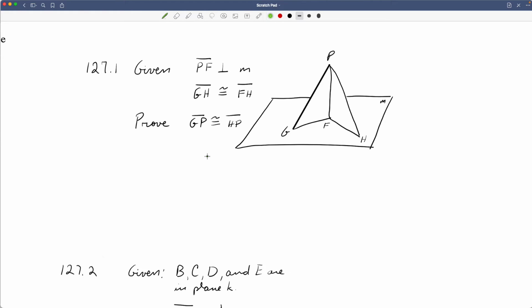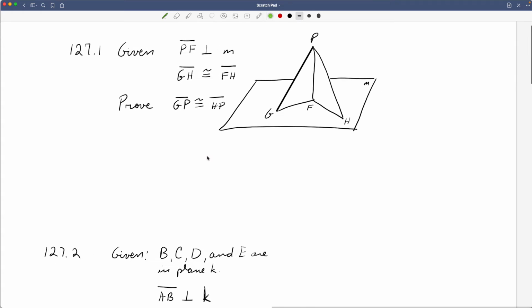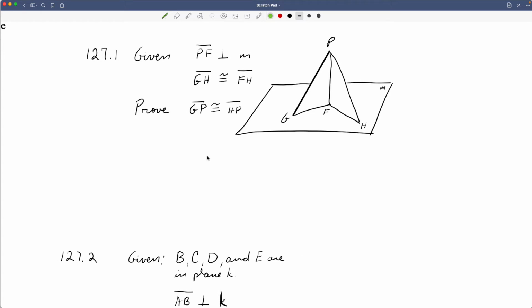Let's do a practice problem. Practice 127.1. Here we are given that PF is perpendicular to M. So this is perpendicular to M.